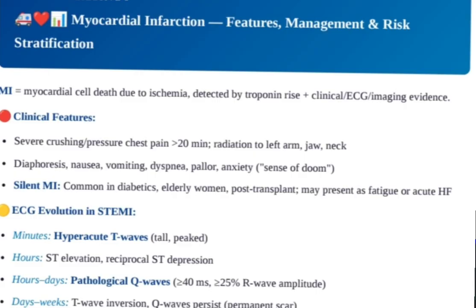Exactly. You see it in every show. But why is it actually bad to give them oxygen? Because giving high-flow oxygen to someone who isn't actually hypoxic triggers a paradoxical response. It causes severe coronary vasoconstriction.